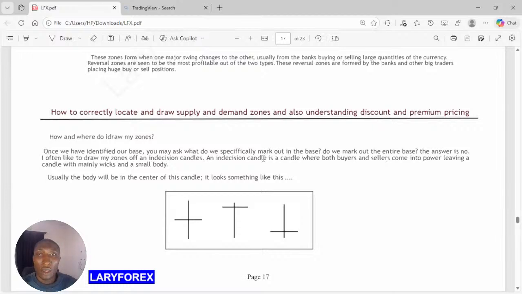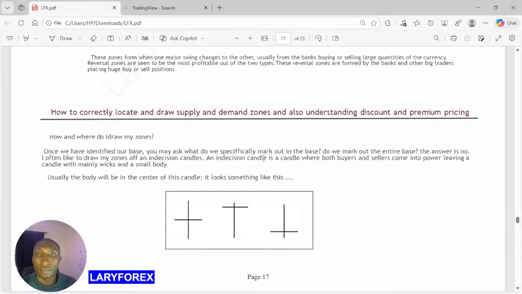Once we have identified our base, which is the consolidation, you may ask what we specifically mark out in the base. Do we mark out the entire base? Do we mark out the entire consolidation area? That's the question. But the answer is no, we don't. I often like to draw my zones off an indecision candle.